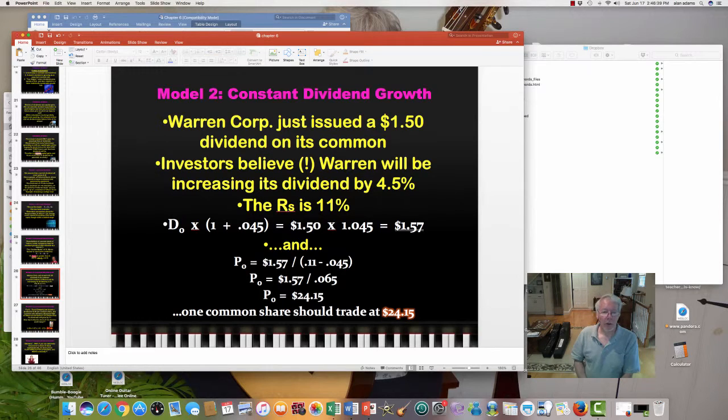Okay. Also, step 2, now that you know what D sub 1 is, you plug it into the Gordon formula. P sub 0, therefore, is going to be equal to D sub 1, $1.57, divided by R sub S minus G, that's 11% minus 4.5%. That's 6.5% or 0.065. Math it out, and that means that today that stock should be trading, there's the miracle, ladies and gentlemen, at $24.15. That's how you use the Gordon model.